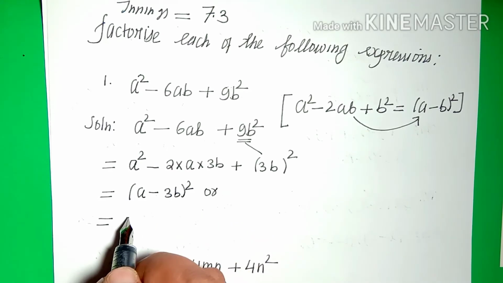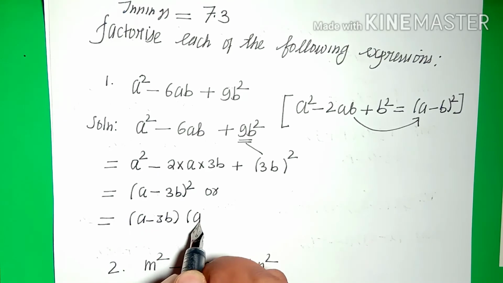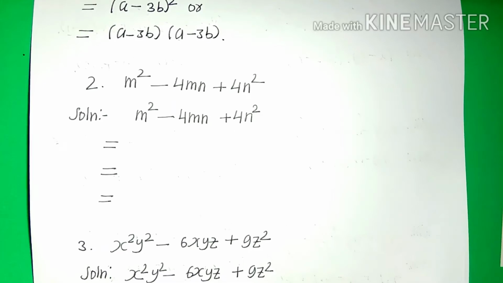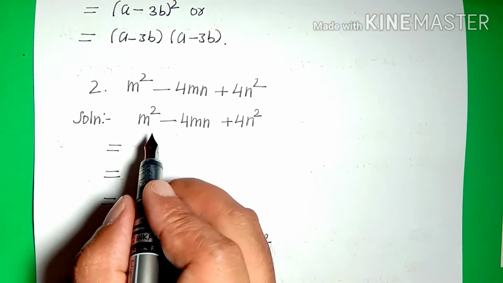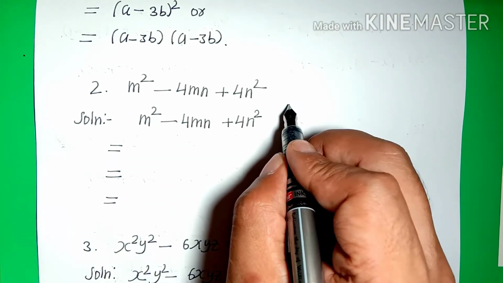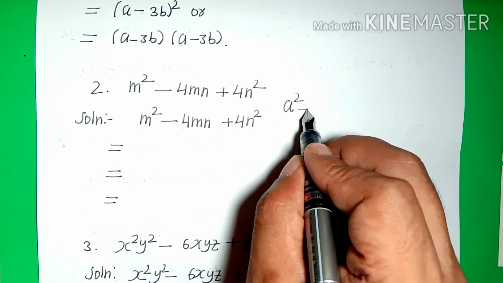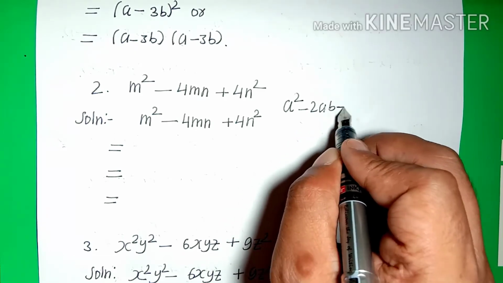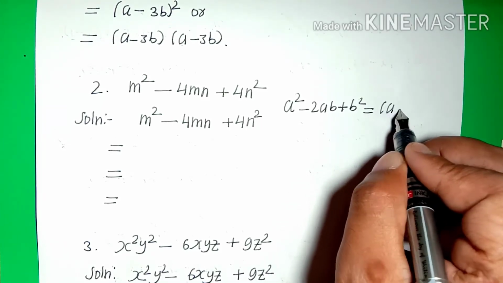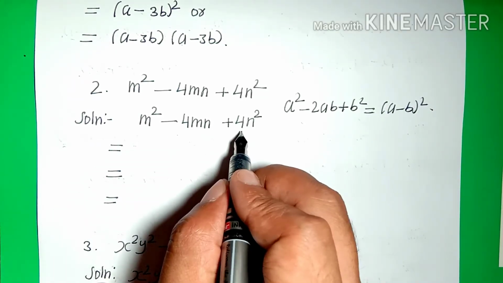Or we can take one more step: a minus 3b the whole square can also be taken as a minus 3b into a minus 3b. Now the second one, taking the same formula, first try to know the value of a and b. Again, recall the formula. Since it has a minus sign, we take a square minus 2 into a into b plus b square, and that equals a minus b the whole square.